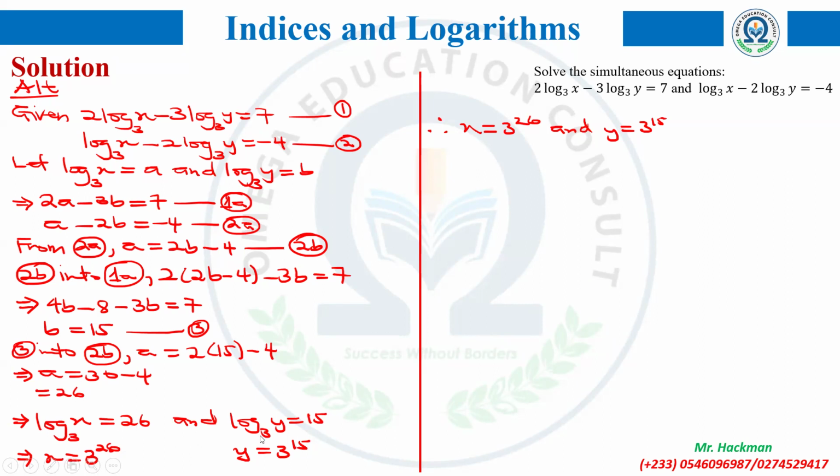And b is what? Log to the base 3 of y. And b is equal to 15. So you switch here to exponential. So you end up getting x is equal to 3 to the power 26. And here y will be equal to 3 to the power 15, which happens to be the two values that we had using the other method. And you comfortably can enjoy your conclusion.